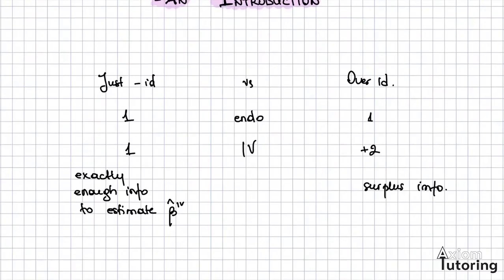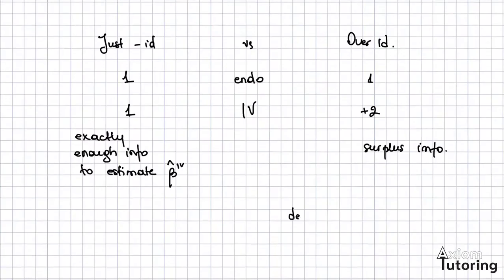And it's exactly that surplus information that makes this test possible. So the degree of over-identification is equal to the number of instruments minus the number of endogenous variables. With 2 instruments and 1 endogenous variable, you have 1 degree of over-identification and 1 testable restriction. Okay, so keep in mind, degree of over-identification is number of instruments minus the number of endogenous variables. Okay?